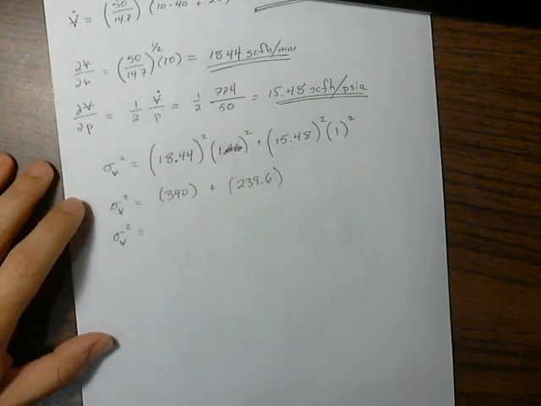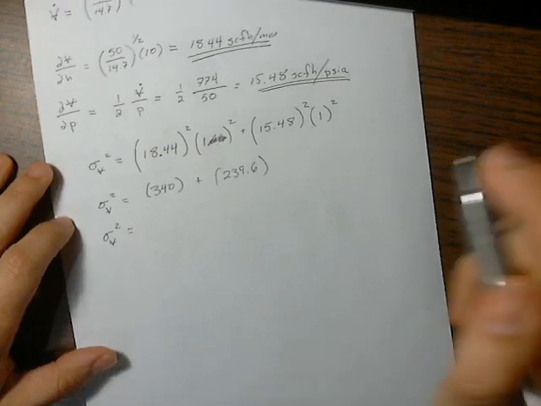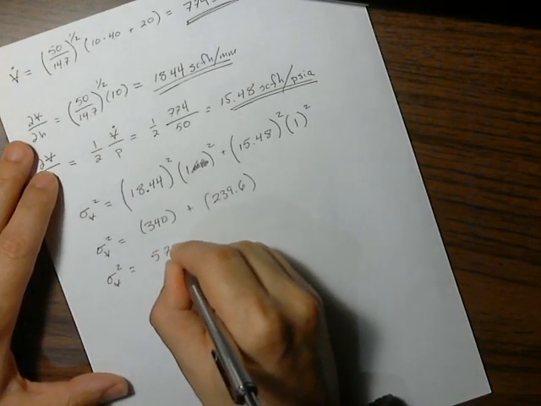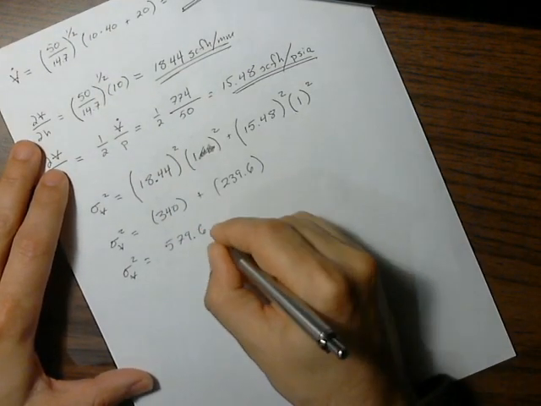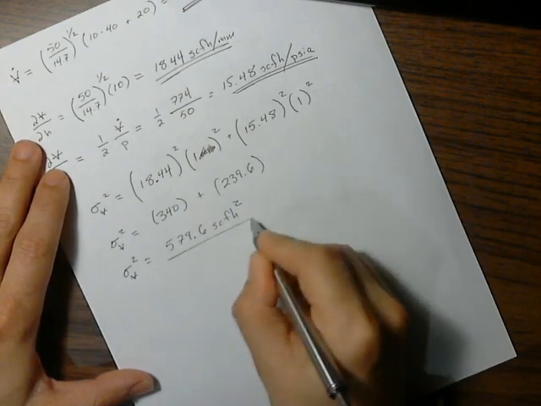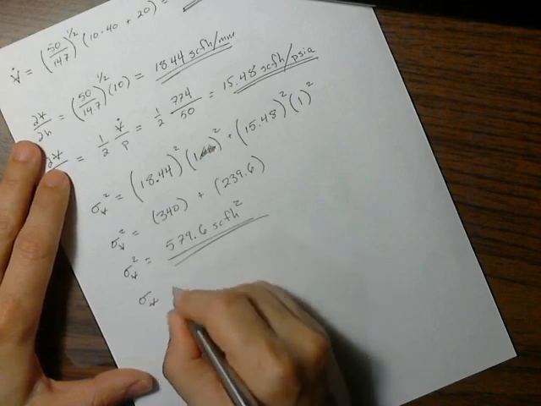In total, we have 239 plus 340 is 579.6. Cool. And that is SCFH squared. So the standard deviation then in flow rate is the square root of that.